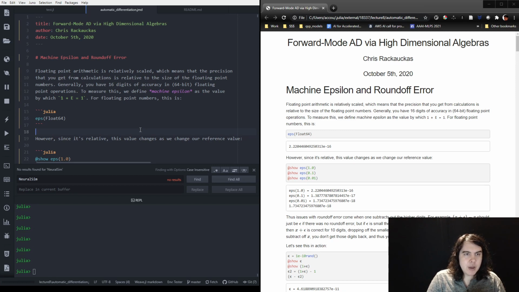But first we have to understand why you want to do automatic differentiation in the first place. The real key to automatic differentiation, where it really comes from, is not necessarily doing a faster computation, but trying to do a more correct computation. The reason for this is that floating point numbers are not real numbers, right? Floating point numbers are relatively scaled numbers that represent real numbers. So what do I mean by a relatively scaled number?